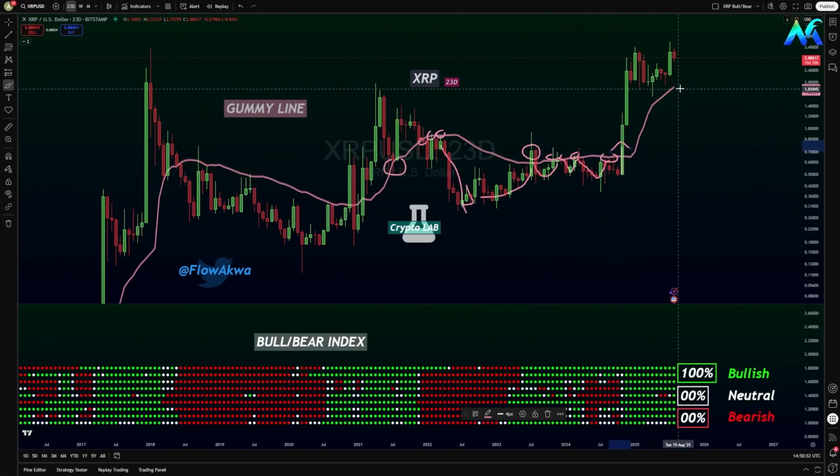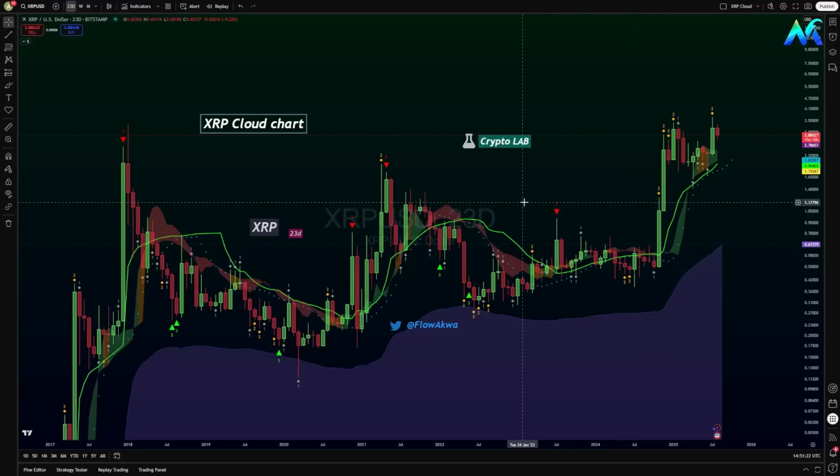So now that we are above it, we just don't want to cross it again. It would be too soon. And currently you can see that the line is around $1.86. And we can move to the last chart of the day, the cloud chart.